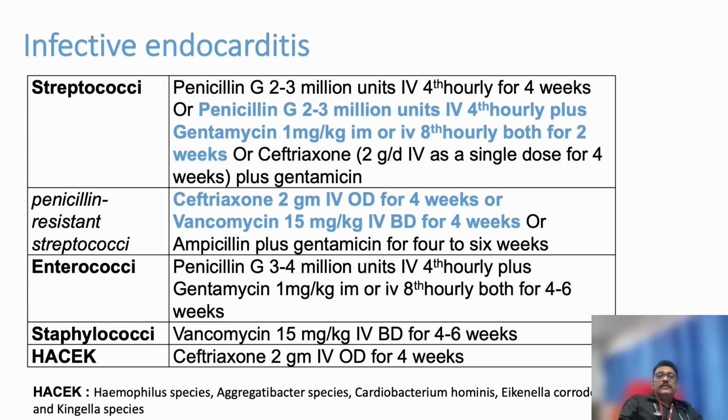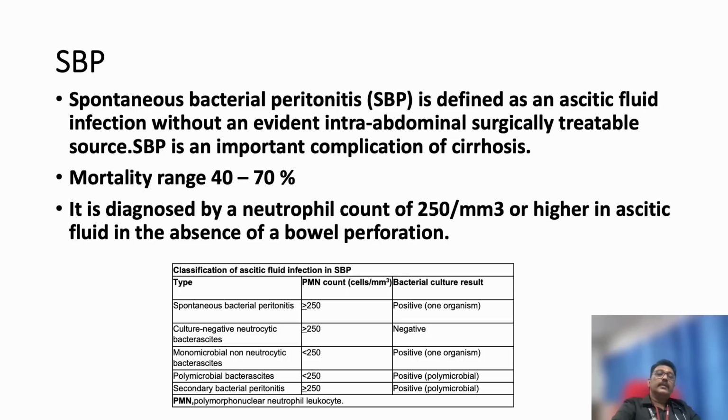You can give penicillin with gentamicin: penicillin gram positive coverage, gentamicin gram negative coverage. Or ceftriaxone with vancomycin: ceftriaxone gram negative, vancomycin gram positive with MRSA. Depending on the clinical scenario, you may add or reduce these antibiotics, but the basic principle is give a gram positive coverage, give a gram negative coverage, take blood culture, and get the blood culture result. If blood culture does not support your antibiotic, change it. That is very important.